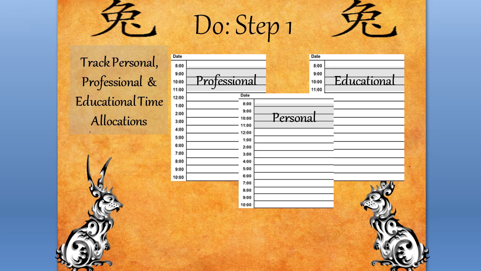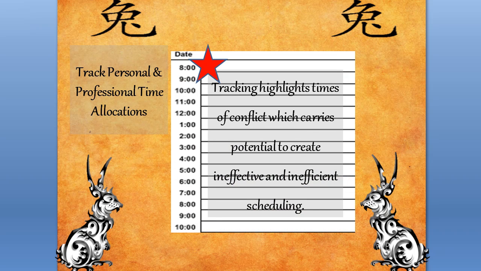Step 1 in any scheduling is to track your personal, professional, and educational time allocations. You can do this for as little as 2 days or as long as 1 week, depending on how much data you want to gather so that you can look at it and decide what happens when, where, who it's for. And each one of us has different professional, personal, and educational obligations. I know I do, as I'm an online learner. Tracking of the information highlights times of conflict. The conflict in a schedule carries potential to create ineffective and inefficient scheduling. And as busy as all of us are, that is the last thing that we want to see happen.